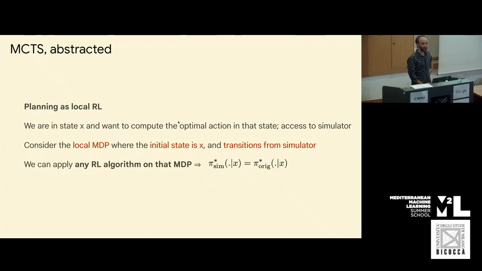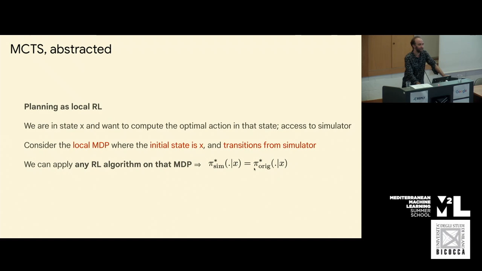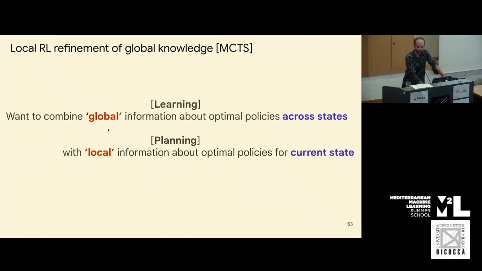And because they are effectively the same as the original MDP except for the starting distribution, the optimal policy in a simulator for state X is the same as the original one. So one way to think effectively about what MCTS is saying is there is some information that is global, that is true across all states, and that's the learning part. This is the priors. And there's some planning part, which is the local information that is about optimal policies for the current state. So there's this kind of global versus local tension.